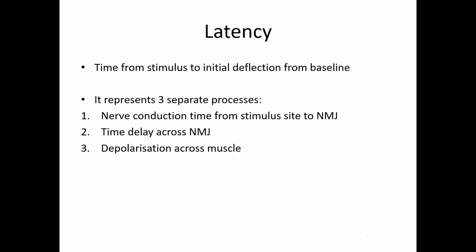So time from the stimulus to the initial deflection from baseline is latency. Latency considers three factors. Which are the three factors? The nerve conduction time from the stimulation site to the neuromuscular junction, then the time delay at the neuromuscular junction, and then the depolarization in the muscle. That much time is needed for the motor action potential. Correct? So that is the latency.